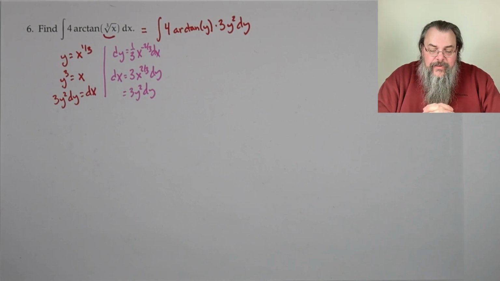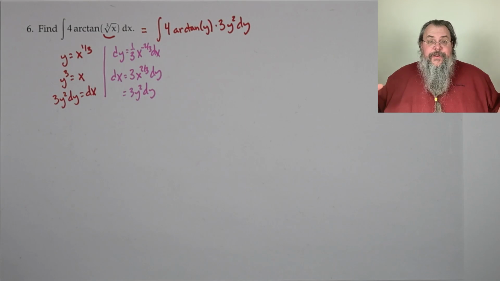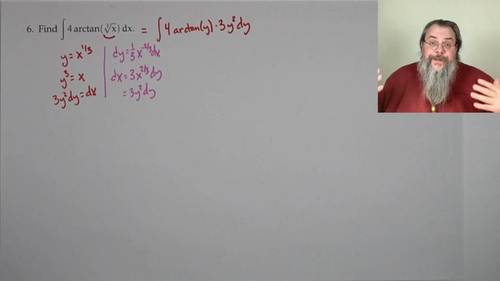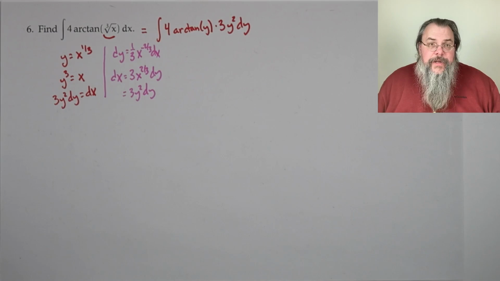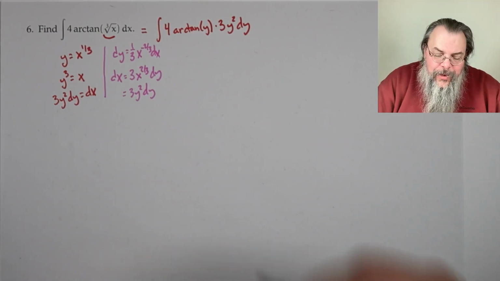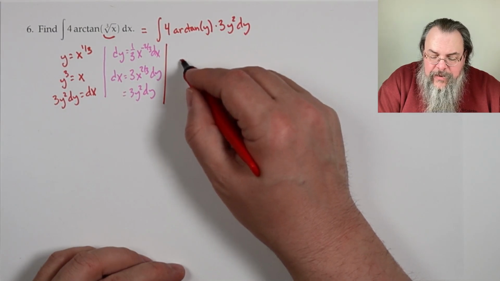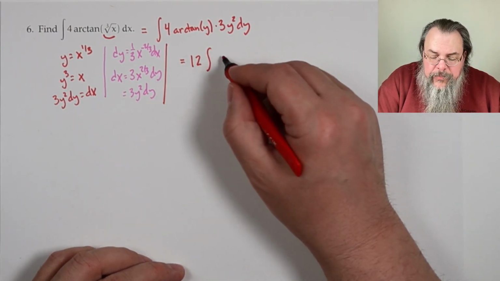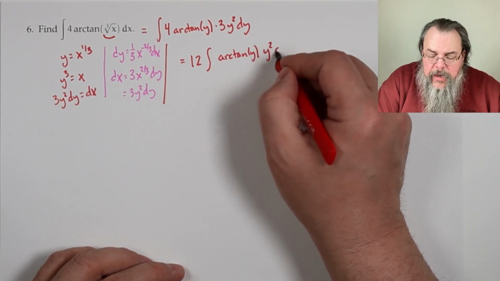All right, so now we have our new integral. So we're going to work with this integral and see how far we get. And it certainly feels a little bit more straightforward. What can we do here? Well, one thing we can certainly do is we can write the 4 and 3 together. In fact, those are constants, so we might as well pull them out. 12. And, okay, we have arctangent of y squared dy.